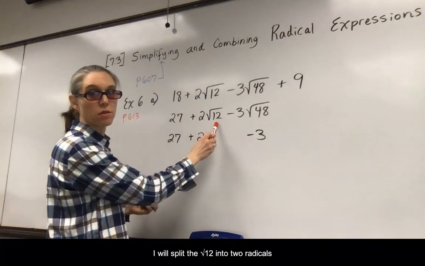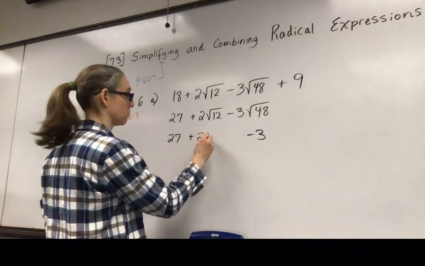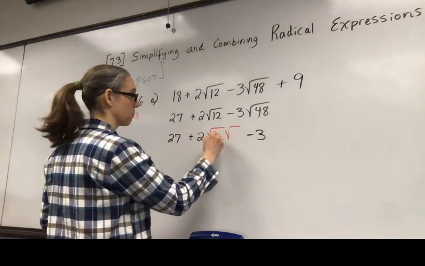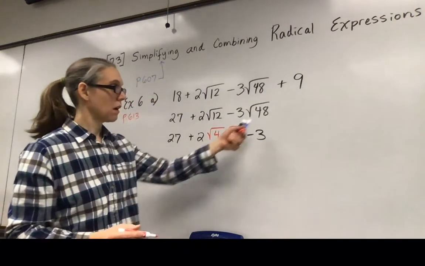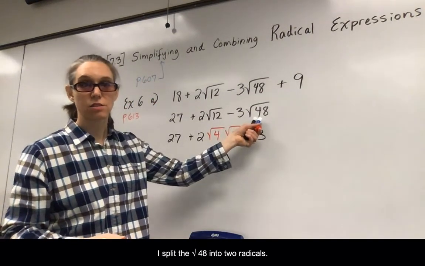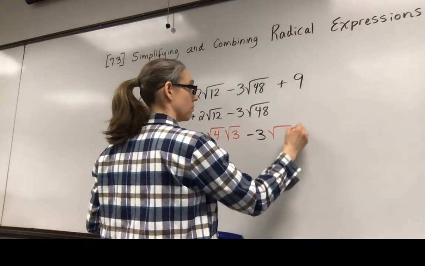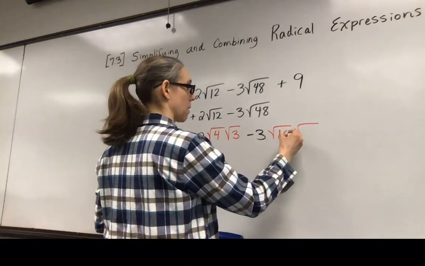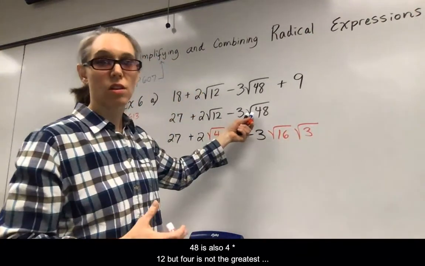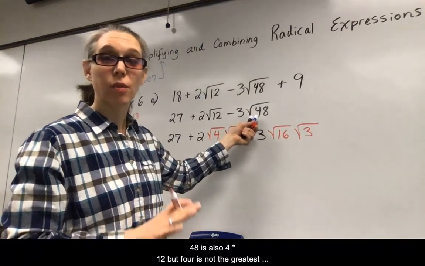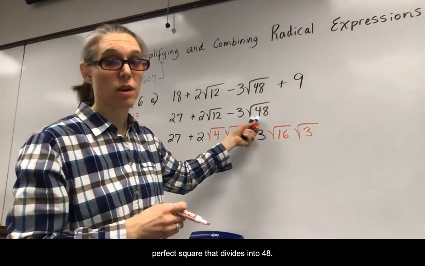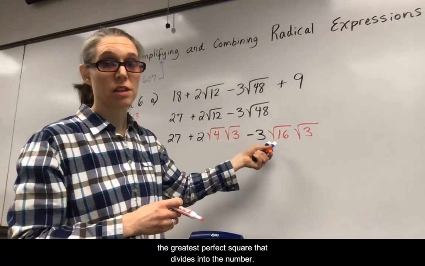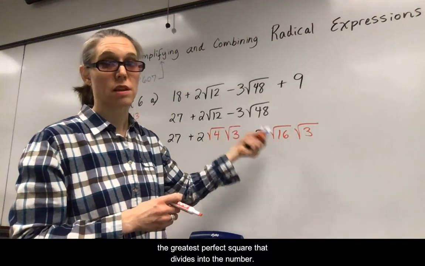I will split the square root of 12 into 2 radicals. 12 splits into 4 times 3. I split the square root of 48 into 2 radicals. 48 is 16 times 3. 48 is also 4 times 12, but 4 is not the greatest perfect square that divides into 48. 16 is. Remember, you need to use the greatest perfect square that divides into the number.